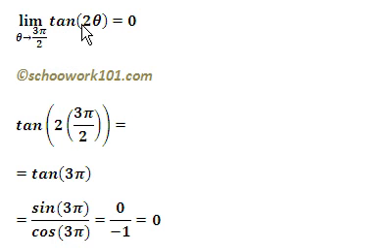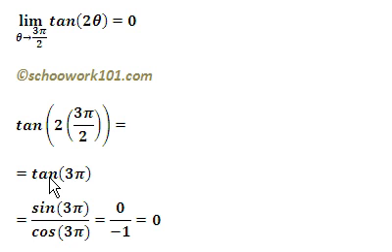We've got the limit of tan 2 theta as theta approaches 3 pi halves. Now we do the direct substitution, plugging 3 pi halves directly in for theta. Simplifying this down, we're left with tan of 3 pi.